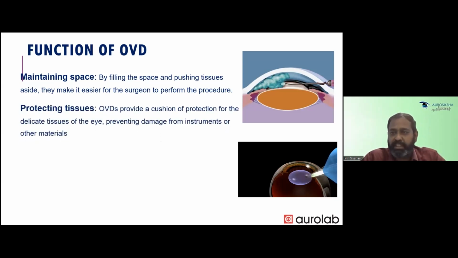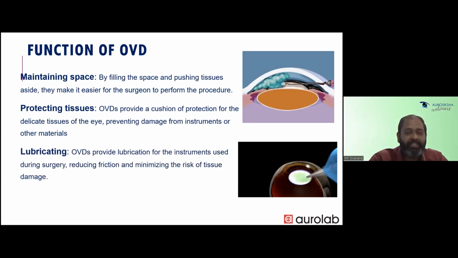The second thing is protecting the tissues, which is very important because you're doing a lot of physical activity. With phaco, you're generating a lot of heat, and all the tissues inside the eye are very delicate. So these viscosurgical devices give a sort of protection for these tissues.